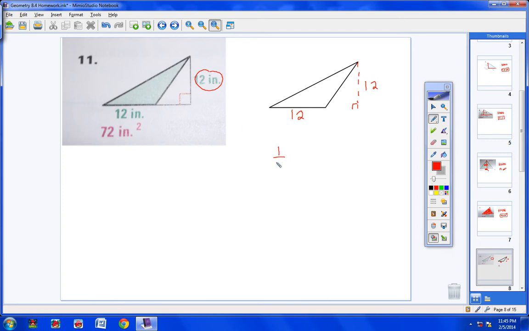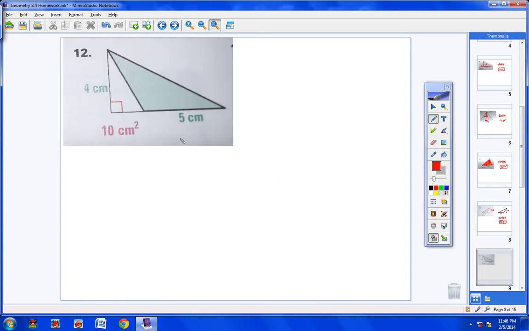So to find the area of this triangle, it's 1/2 times the base, which is 12, times the height, which is 12. And you will get, if you type it into your calculator correctly, 72 inches square. All right, let's move on to number 12. Okay, same thing. I'm going to highlight your triangle. This is your triangle, okay, right here. And you're finding the area of this triangle.